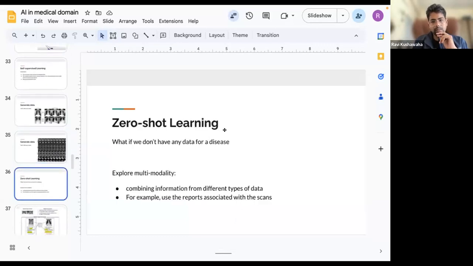Now the next topic is zero-shot learning. What if we don't have any data for a disease? Let's say you have a very rare disease and it is hard to find even a single occurrence of that disease. So what do we do? Here we explore multimodality. Multimodality is like one modality is images and another modality can be text. Generally we have an X-ray associated with a report. So we combine the different information from different types of data and use the reports associated with the scans.